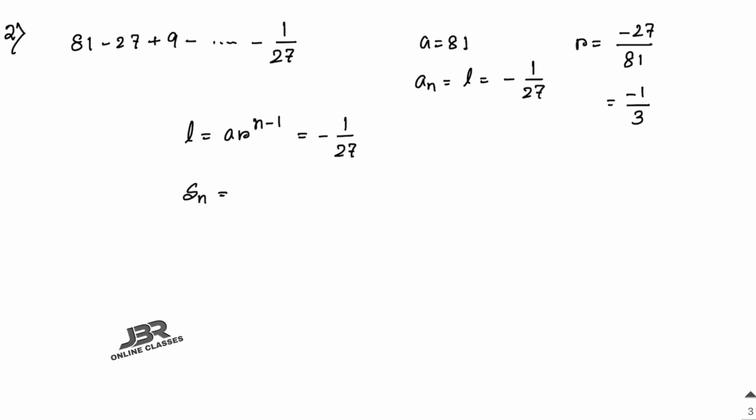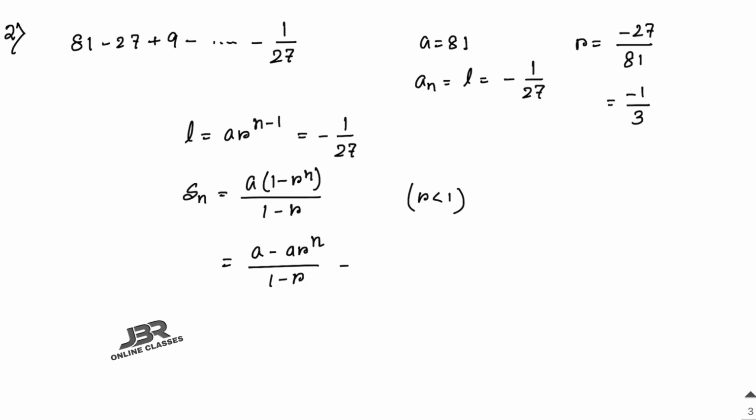Now Sn equal to a into 1 minus r to the power n, over 1 minus r, when r less than 1. When r greater than 1, then it will be r to the power n minus 1, and in the denominator r minus 1. So here you can write down a minus a r to the power n over 1 minus r. Now you can also write this as a minus a r to the power n minus 1 into r, because r to the power n minus 1 into r becomes again a r to the power n, over 1 minus r.